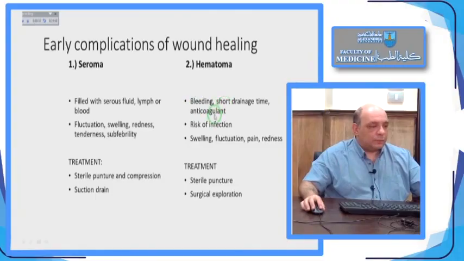Hematoma is bleeding, with short drainage time, no anticoagulant. Here there is an increased risk of infection. You have swelling, fluctuation, pain and tenderness. Of course, it can be treated by sterile puncture in early cases, or surgical exploration if you still have a bleeding vessel.